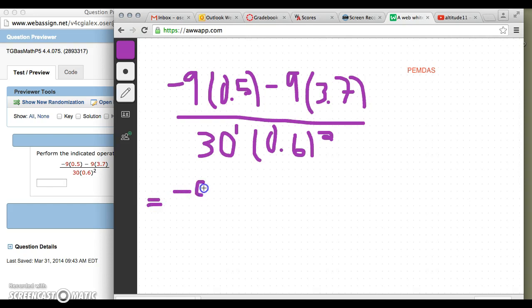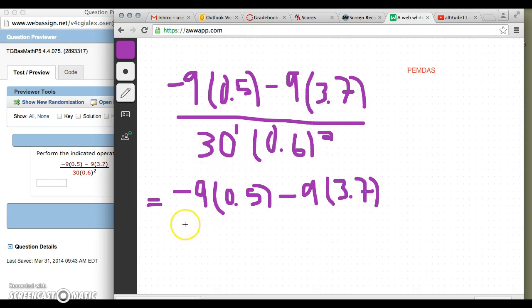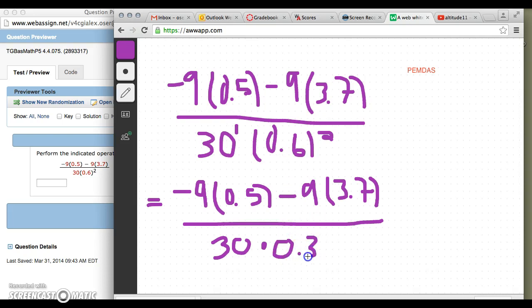So everything else is going to stay the same. In our numerator, we have -9 times 0.5 minus 9 times 3.7. And this is all going to be divided by 30 times 0.6 squared. Remember, there's no visible operation connecting the 30 and the 0.6 squared, which means that it's multiplication. 0.6 squared would be 0.36.